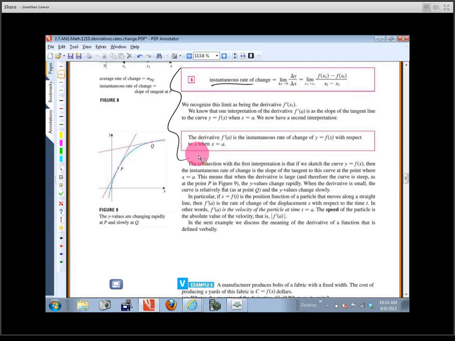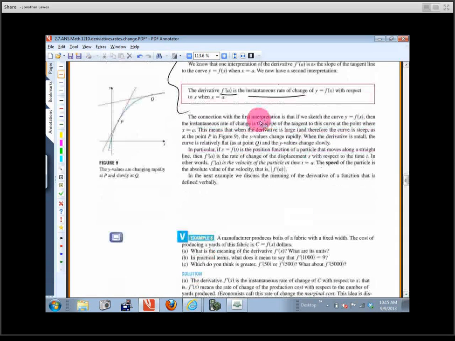All they're emphasizing here is that you can use the derivative to represent the instantaneous rate of change. That's it, okay? Which we kind of already brushed on before. So the derivative is the instantaneous rate of change. And then it says in connection with the first interpretation, if you graphed that function, whatever it was, then the derivative would represent the slope of the tangent, okay? So here's a particular example, okay?